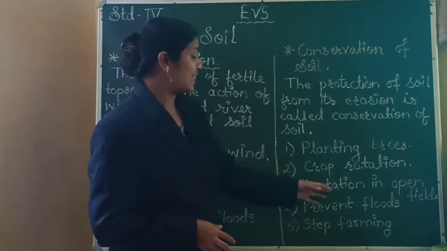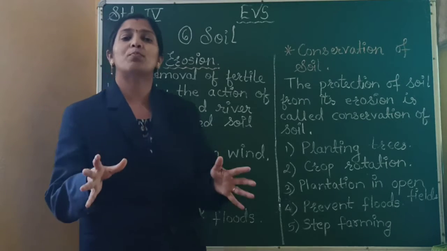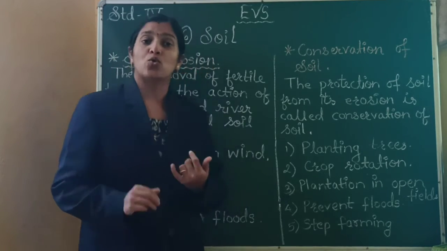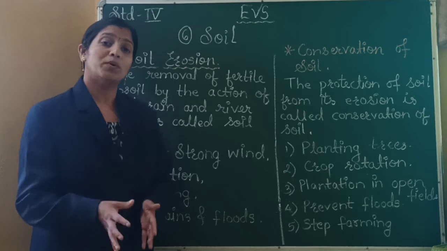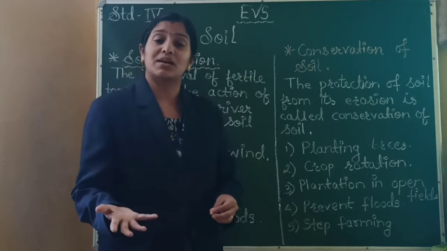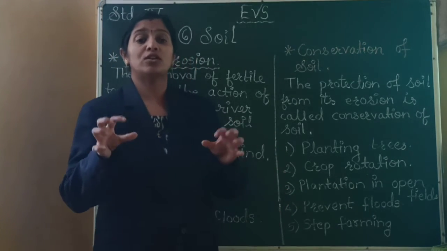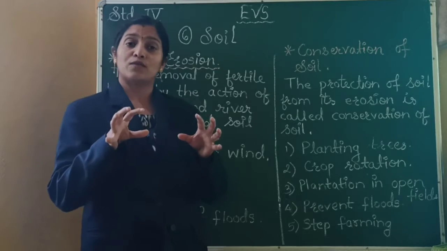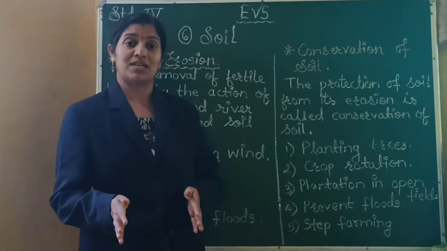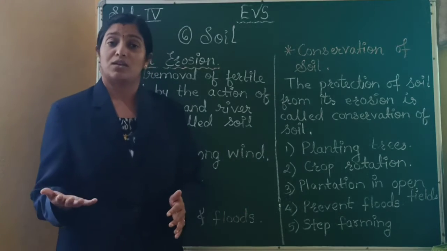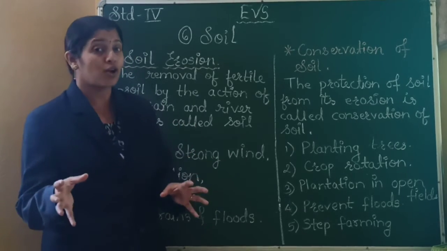So also plantation in open fields. There are various places on this earth which are open fields where no crops are grown, no plants are grown, not even grass is grown. Such open fields should be utilized for at least growing some grass or some plants, because the roots of the plants hold the soil, and because of this holding, soil erosion does not take place. This is one of the ways with which we can control soil erosion.